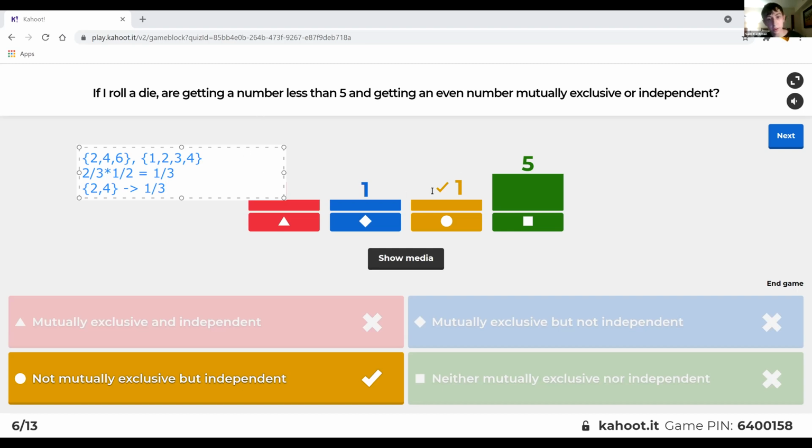Yeah, so these two events are independent because the probability of multiplying them separately is the same as getting both events at the same time. So if a number is less than 5, that doesn't affect whether it's likely to be even or odd. If you get a number that's even, that doesn't affect the probability of whether it would be less than 5. So sometimes you do have to calculate out all the possibilities.